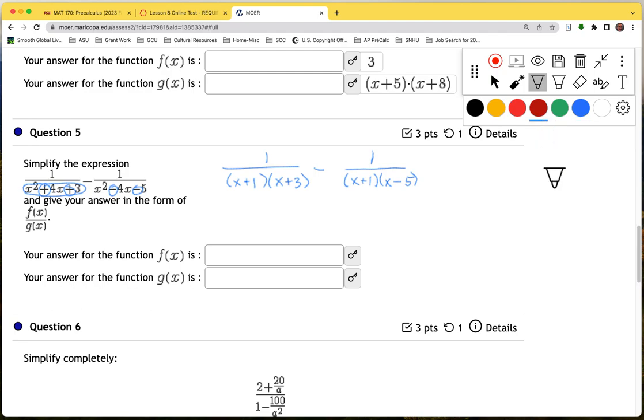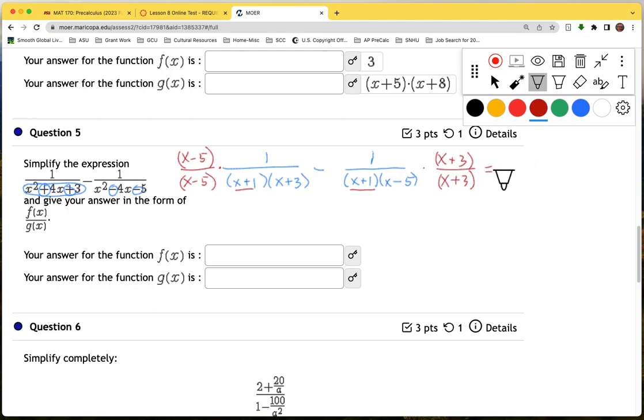Now, as far as common denominators, they both have an x plus 1, so they don't need that again. This one needs an x minus 5. So we'll multiply by that, but if we do that to the denominator, we have to do it to the numerator. The second one is missing an x plus 3, so we'll go ahead and multiply by x plus 3, and an x plus 3 in the numerator. Again, we're multiplying by a form of 1, so nothing happens.